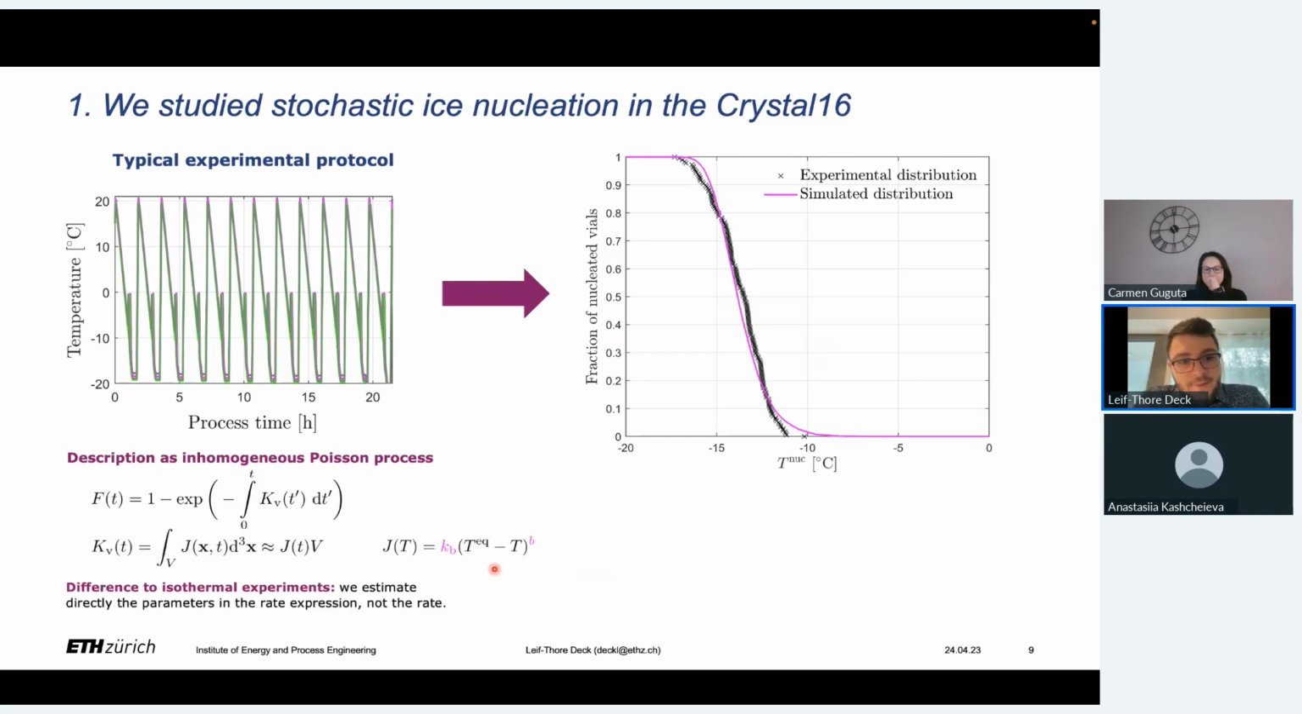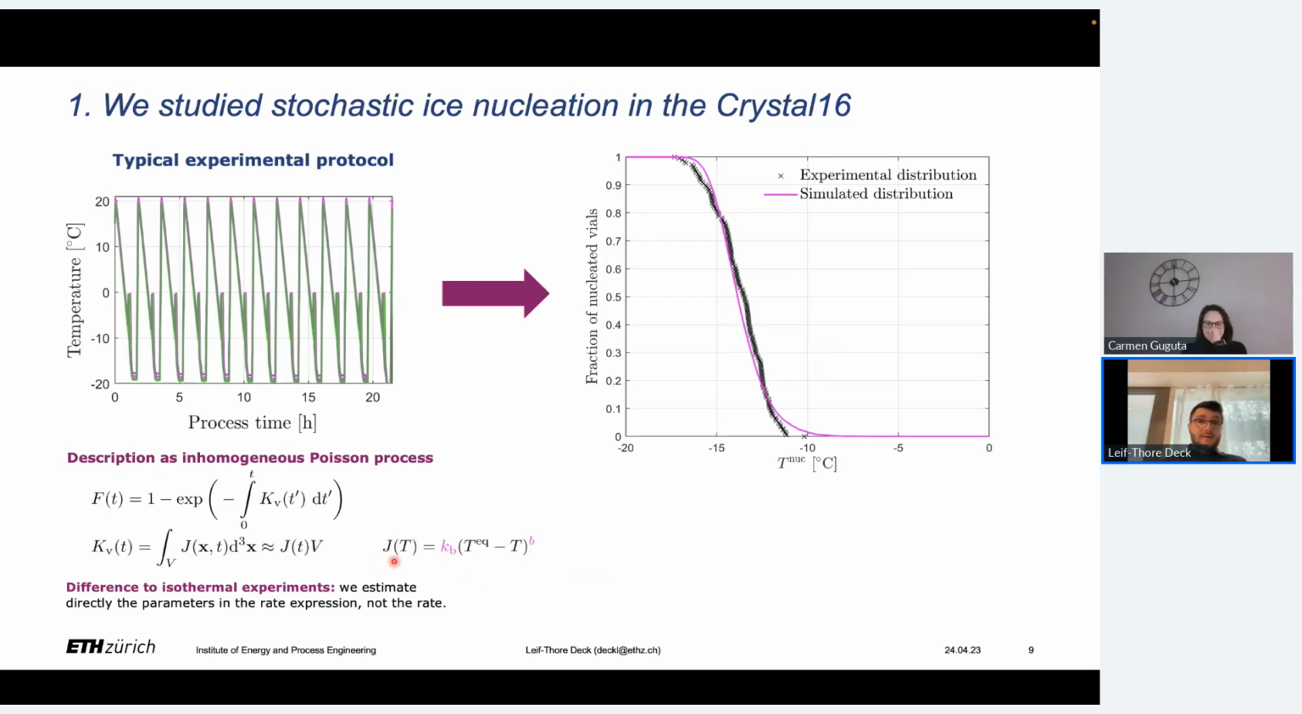Another difference to isothermal experiments here is that we estimate directly the parameters in the rate expression, which are in this case the Kb and B, not the rate J. Because this is something that you would typically do in crystallization from solution. You cool down very fast to a certain temperature, you hold there, and then you can just measure the times at which nucleation happened, which gives you a value of the J. But what we do is a polythermal experiment with a constant cooling rate, which works a bit differently.